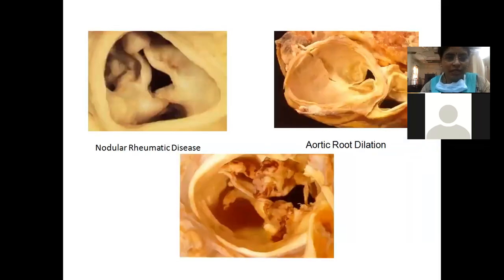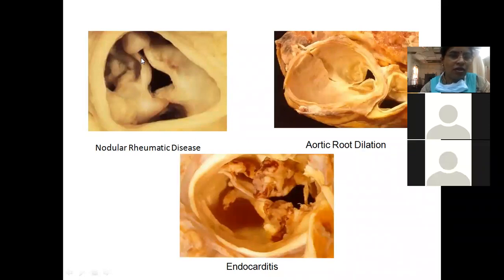If you see this picture here, on the aortic valve there are some nodules. These nodules are most commonly due to rheumatic disease. And coming to this picture, here there is a congenital bicuspid aortic valve. Here there is an annular dilatation, and that annular dilatation leads to inappropriate closure of the valve leaflets. And third, here is some infective etiology like endocarditis. Here the coaptation of the valves is normal, but here what happened? There is rupture of the valve leaflets because of the infection.